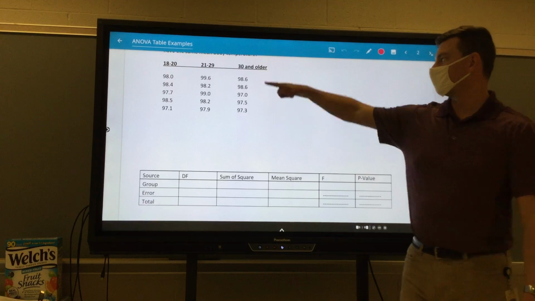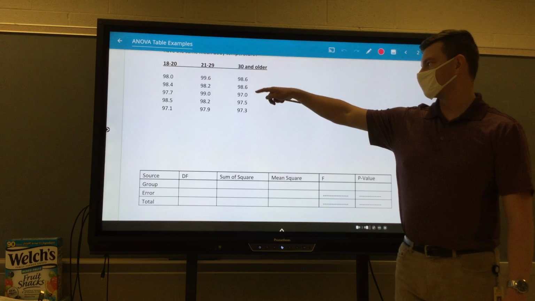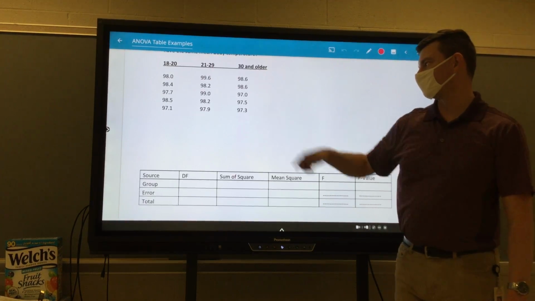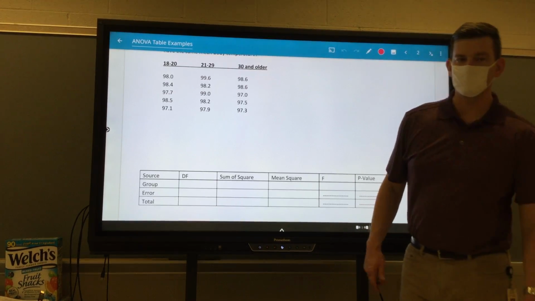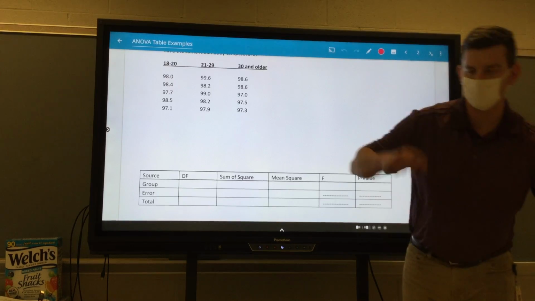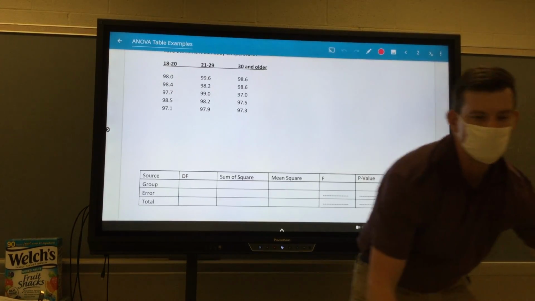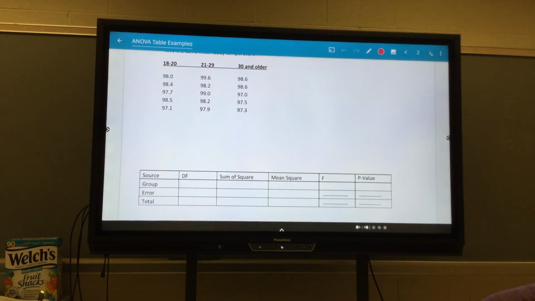Look at some of these, especially that third group. 98.6, 98.6, 97, 97.5, 97.3. Just by looking at those numbers, I don't know if your mind works like this, that doesn't look like it's normally distributed. Now, let's go over to our calculator.